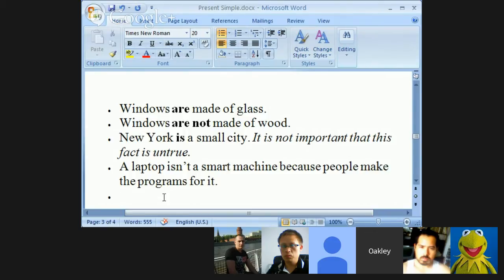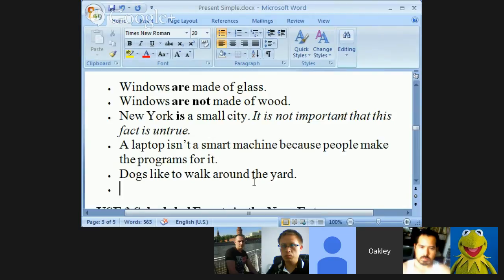Okay. Fact. Dogs like to walk around the yard. Simple example. All right. Sure they do.